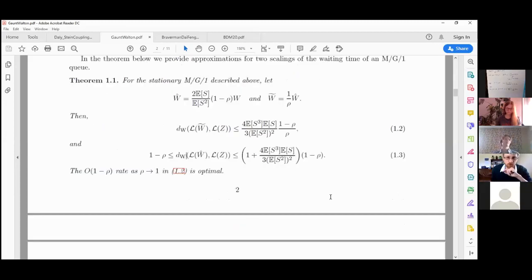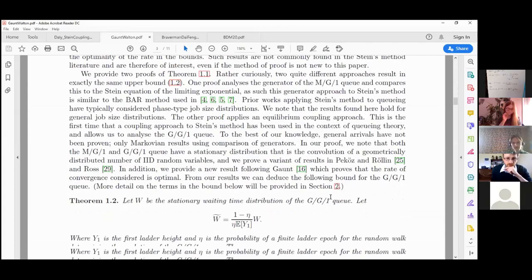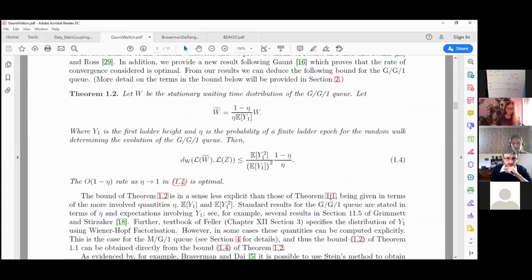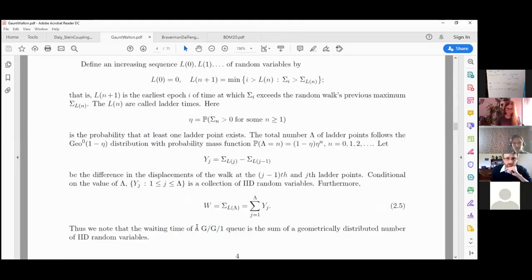The proof you can go away and read for yourself, because we have all the tools that we need. Let me find the formula just to show you. There we go. So in the M/G/1 case and in the G/G/1 case, the waiting time can be exactly written as a geometric sum of the kind that we've just been thinking about.